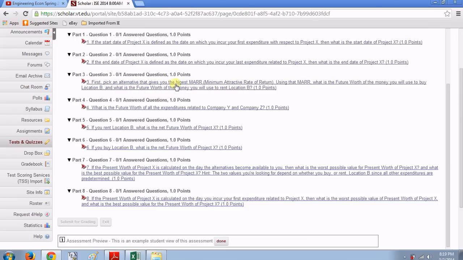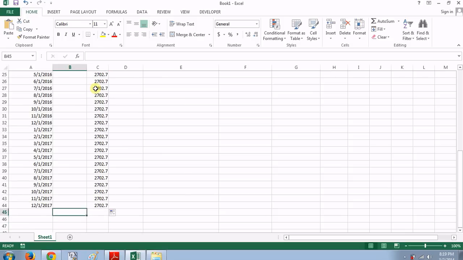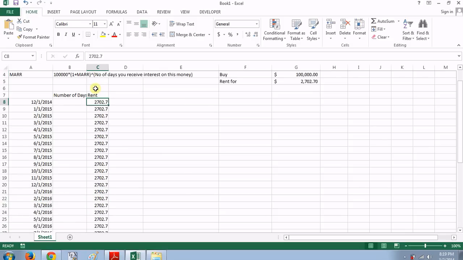Now, the inherent assumption here is you will rent location B. So that's the first assumption. If you do pay rent, then this is the amount you'll pay on the first of all these months, given in the column here. Okay, that's fine.